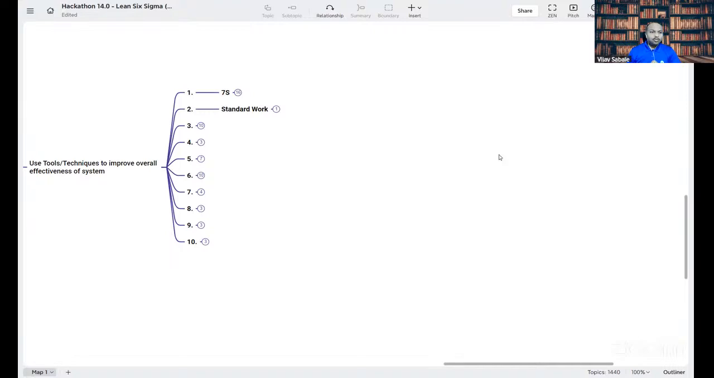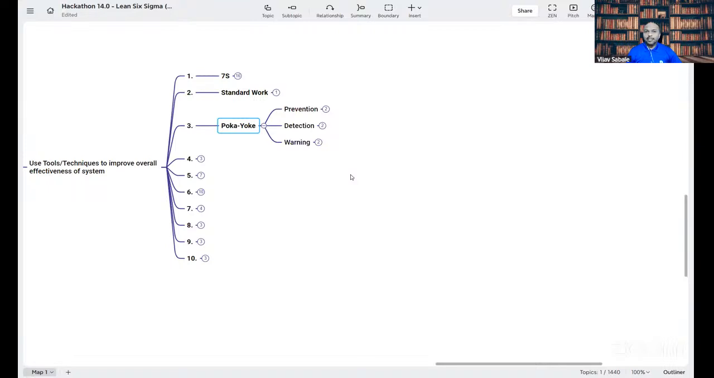The third tool, I can say an essential tool of the lean, is the Poka-Yoke. And we just now also saw in the standardization the importance of this Poka-Yoke. When we talk about the Poka-Yoke, there are 3 important types: prevention, which is a better level of Poka-Yoke, detection, and warning. What is the difference between these 3?